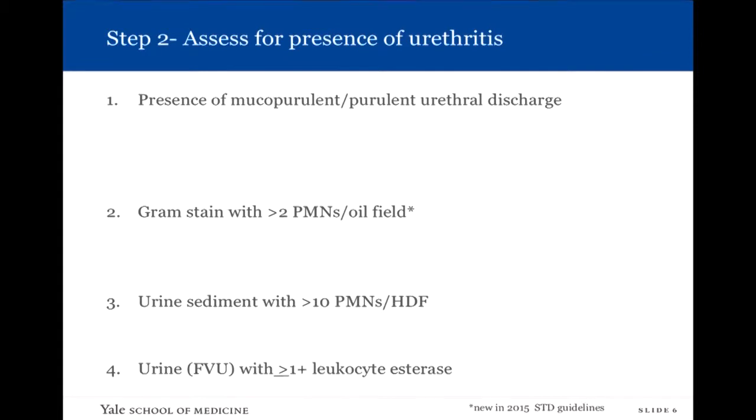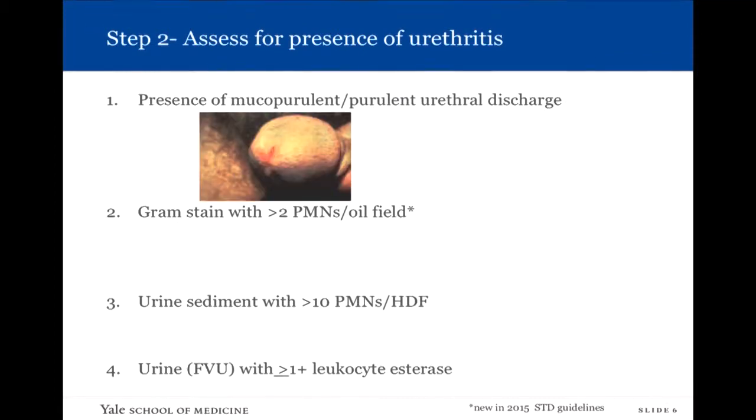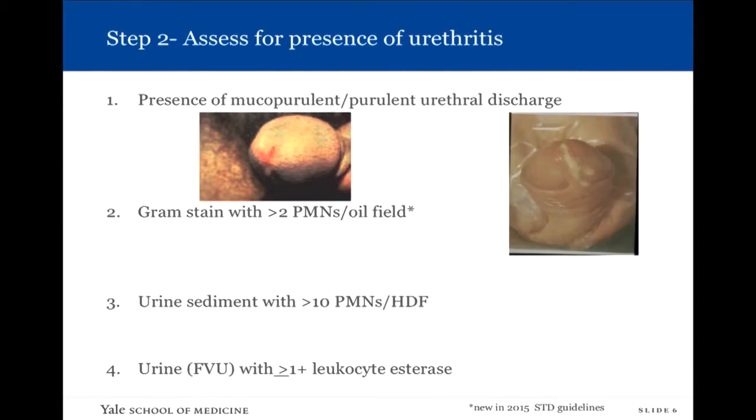You can do that in one of 4 ways, either looking to see if syndromically they look like they have discharge coming from the urethra. On this first panel, you see something that looks a little bit more mucoid compared to the picture on the right, which you can appreciate is more purulent and more consistent with something like gonococcal urethritis. So the syndromic approach would just be to say that they have urethritis because you can see pus.